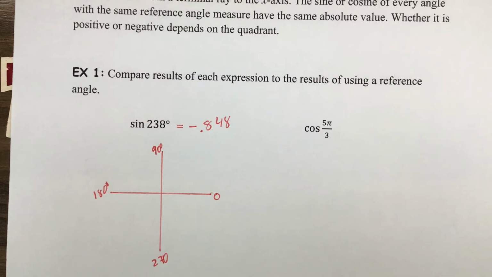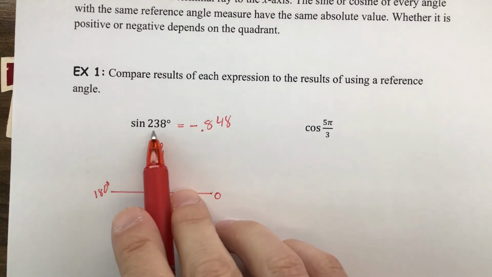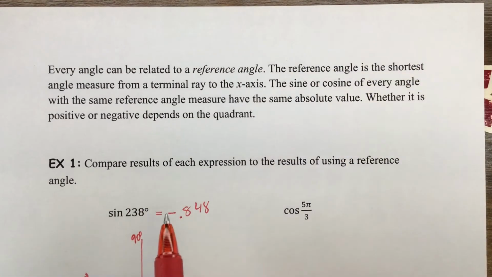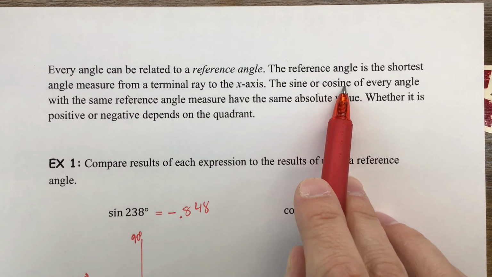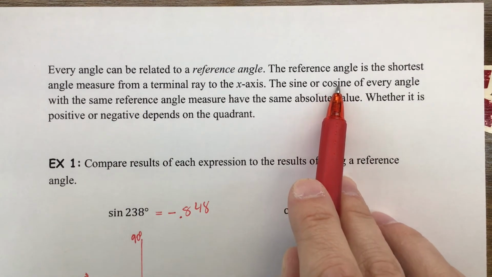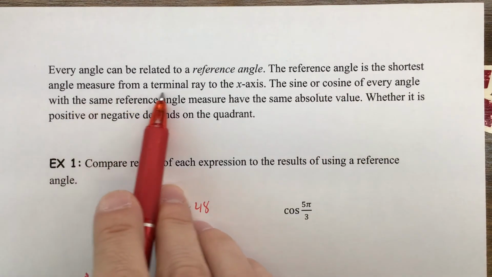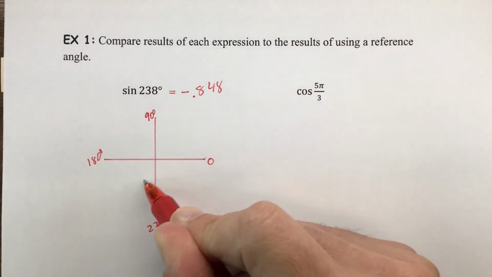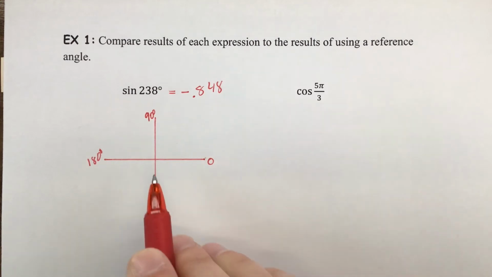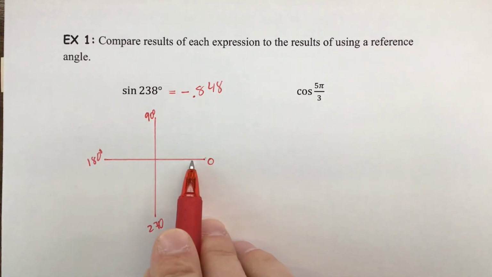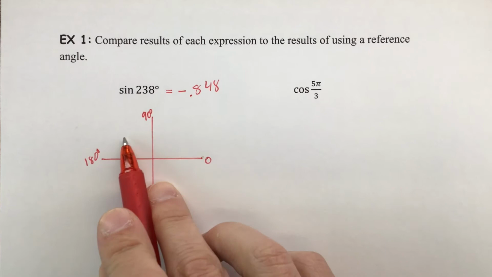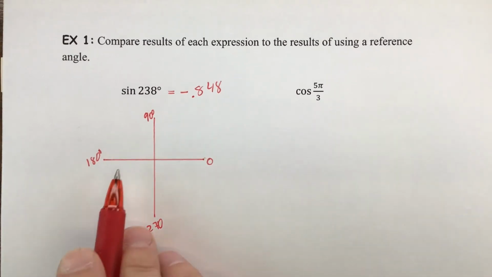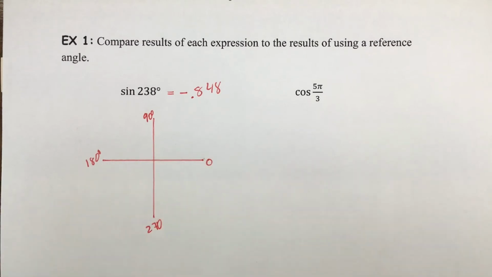The way that I'm going to figure that out is I'm going to compare the 238 to the 180 degrees. Now remember that the reference angle, which is what we're about to create, is the shortest angle measure from the terminal ray to the x-axis. Wherever I draw the 238, that is the terminal ray. The initial ray would be over here at the positive x-axis. So we rotate out to 238, and I want to look at the space between the x-axis and that terminal ray.